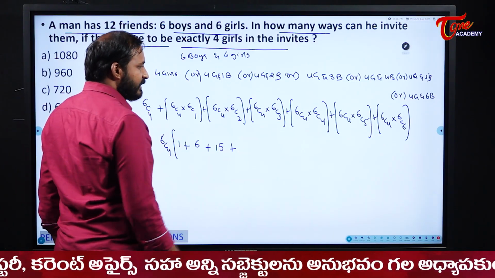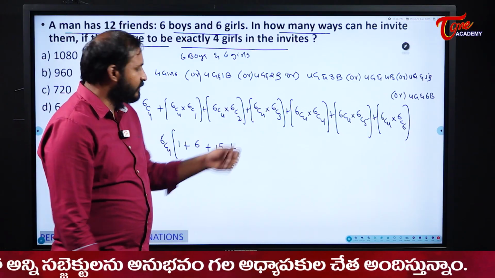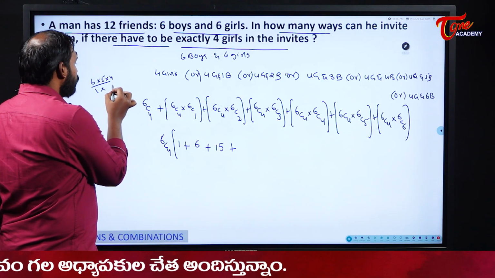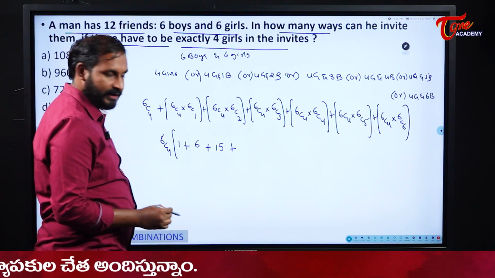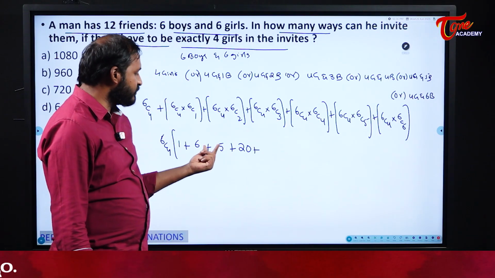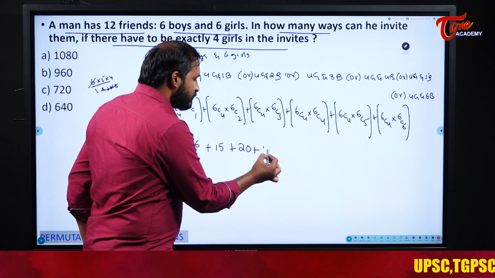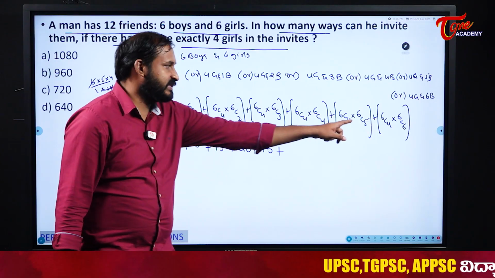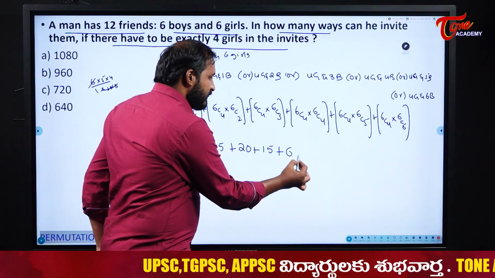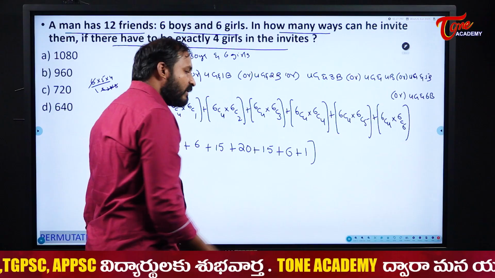Plus 6C3. 6C3 will be equal to what? 6 into 5 into 4 by 1 into 2 into 3. It will become 20. Plus 6C4. 6C4 is also equal to 6C2. 6C2 is 15. That means 6C4 is also 15. Plus 6C5. 6C5 is also equal to 6C1. That is 6. 6C6 means what, students? 1.